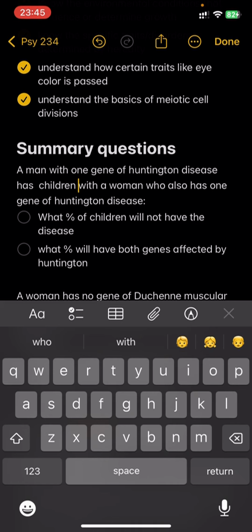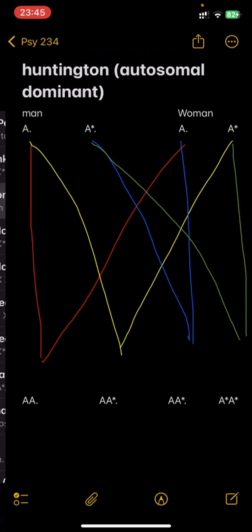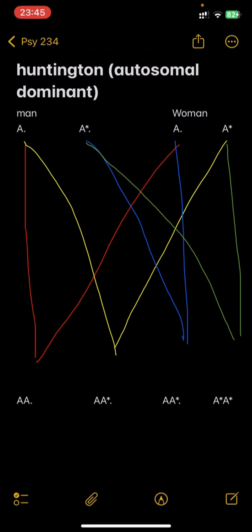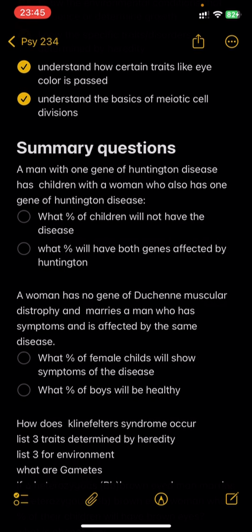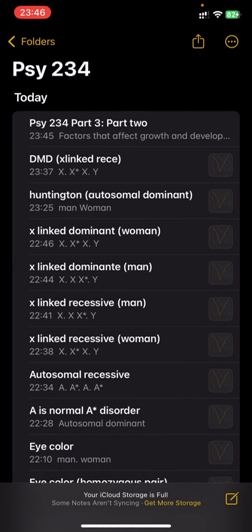So if you didn't pause, I'll solve it for you. Now, Huntington is under autosomal dominant, meaning that you don't need for the two to be present. You only need one to be present for it to appear. So now, my first question was, what percent of children will not have the disease?